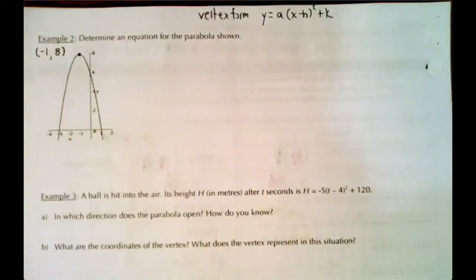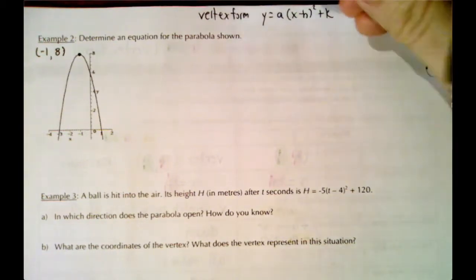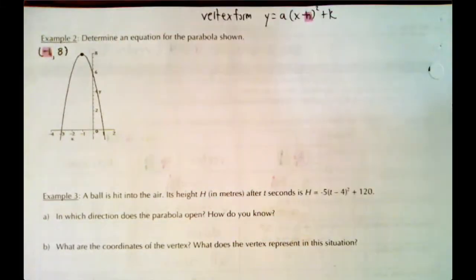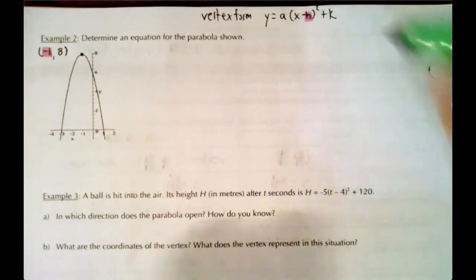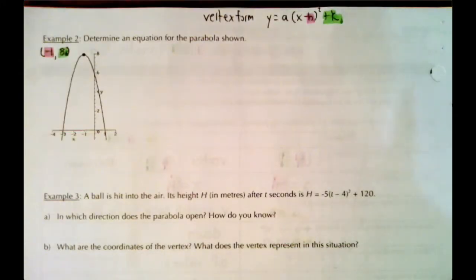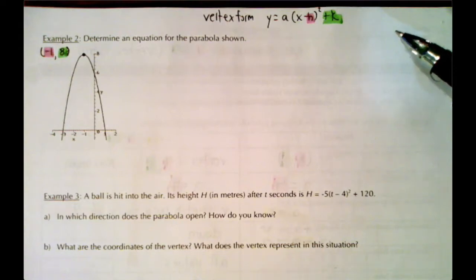And what do we know about that? Well, we know that the h is the x of the vertex, and the k is the y of the vertex. So that's why we start by identifying the vertex first, because of the three things we have to fill in, the a, the h, and the k, we can knock two of them off right away, the h and the k.